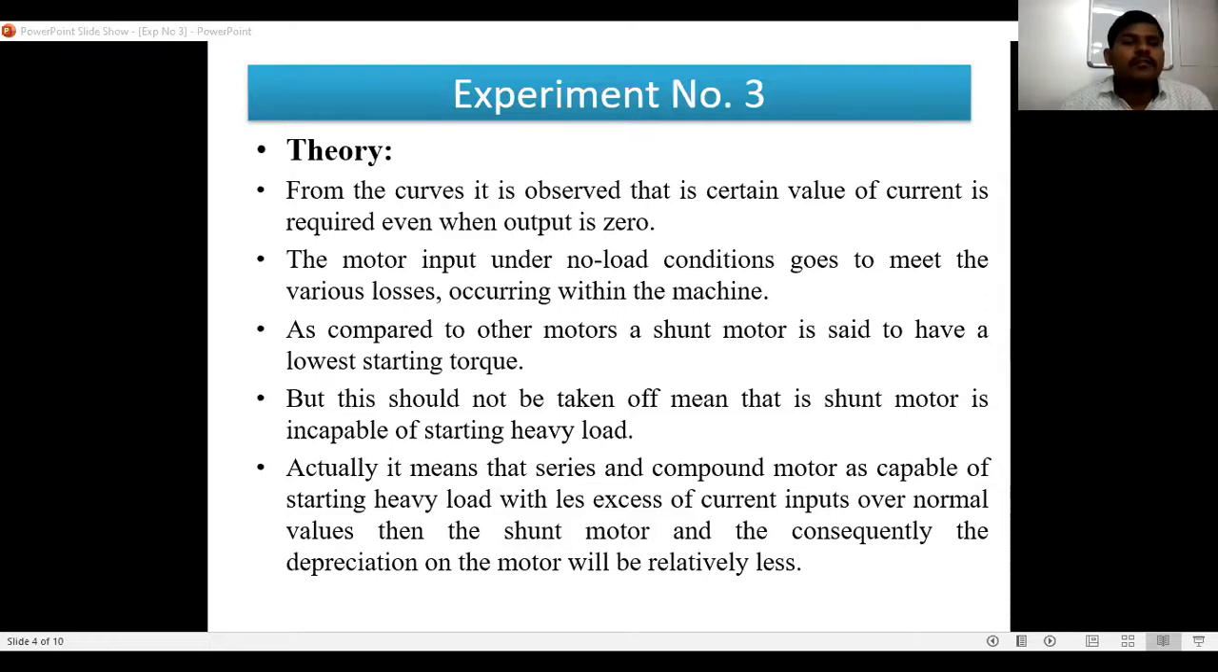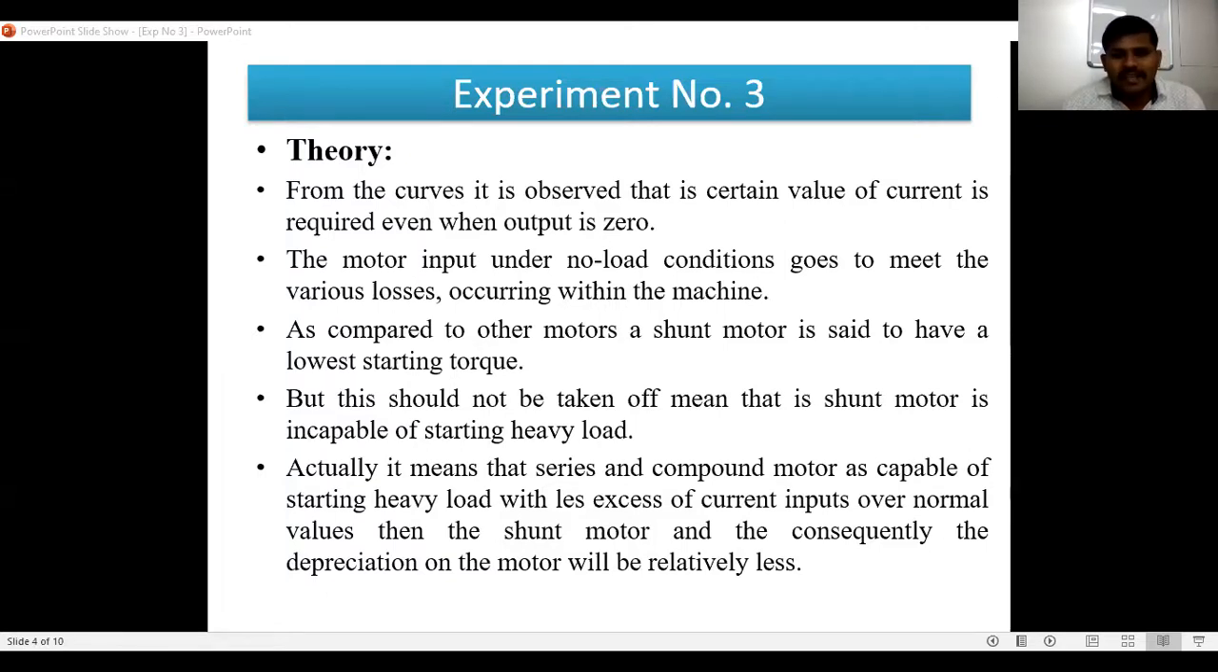As compared to the other motor, a shunt motor is said to have the lowest starting torque. Other motor ला compare करता जी काही shunt motor आहे, so shunt motor is having the lowest starting torque. त्याचा जो काही starting torque आहे, so this torque is the lowest starting torque. Okay, lowest starting torque. Now, but this should not be taken off. This should not be taken off means that shunt motor is incapable of starting heavy load.